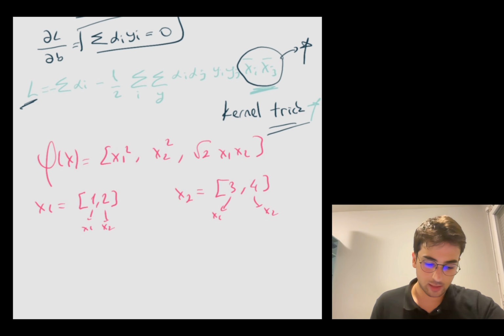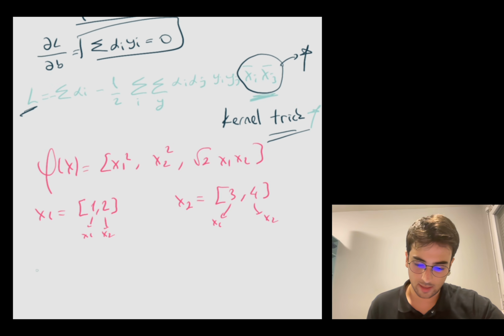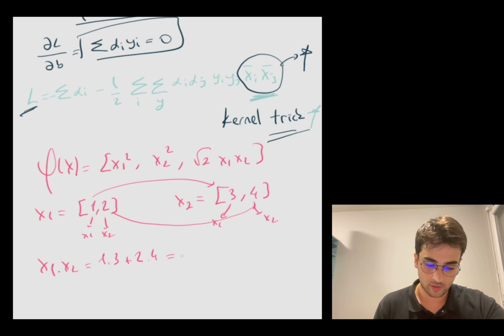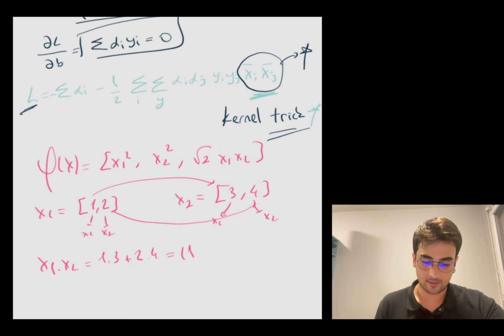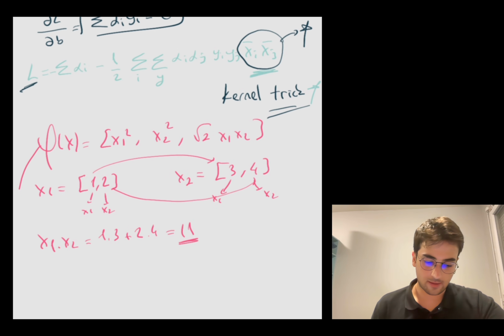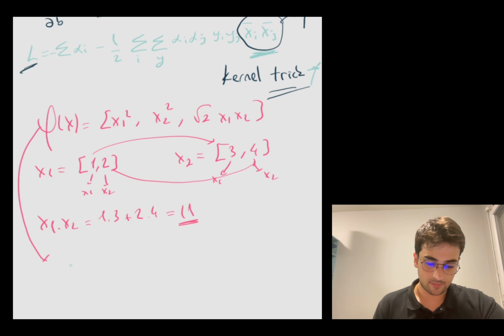So let's calculate the dot product in the beginning. x1 times x2 equals, the first terms and the second terms, and then add them together. 1 times 3 plus 2 times 4 equals 11. Let's keep it. And let's find their transformed values.